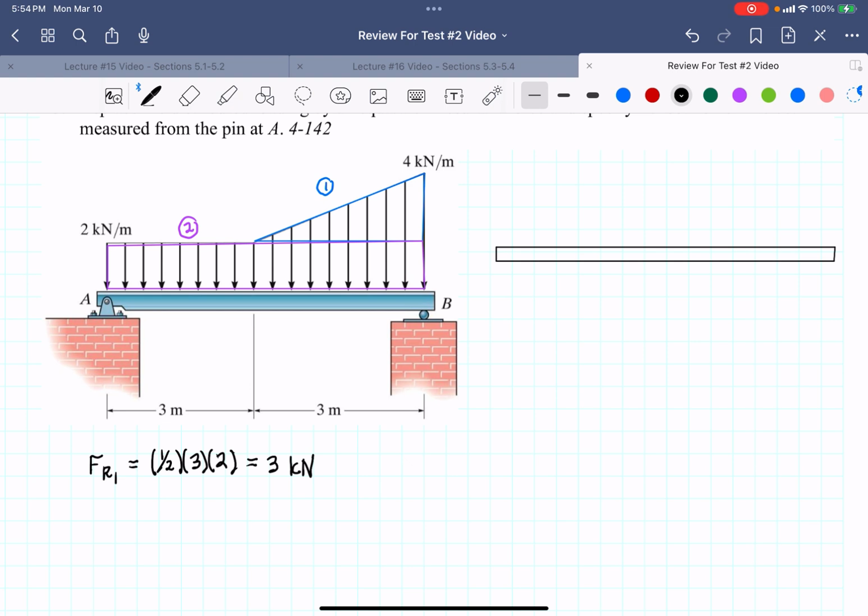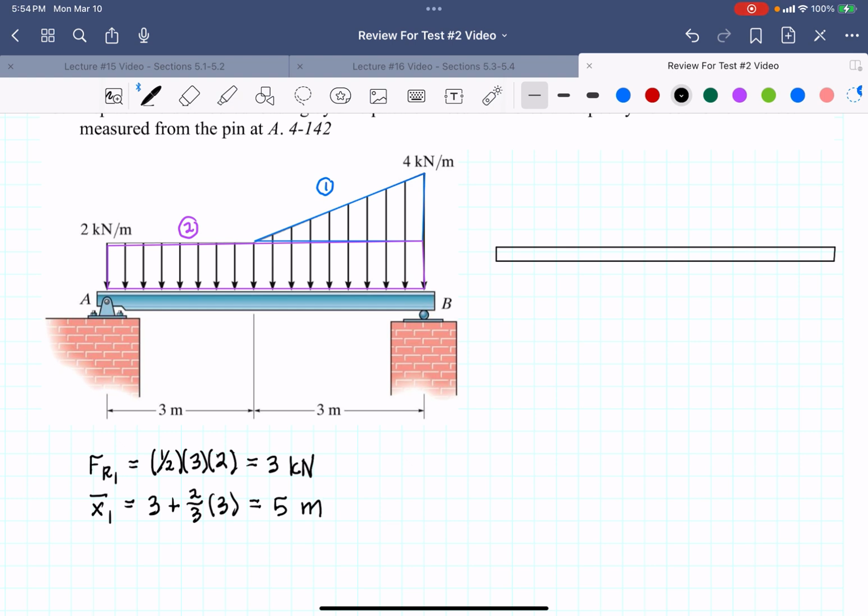And it is going to act away from A. Its distance is going to be the 3 plus 2/3 of the other 3, is where it's going to act. And that is going to put me somewhere around 5 meters.